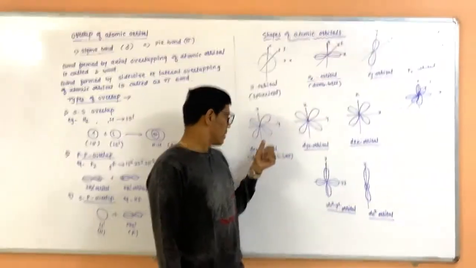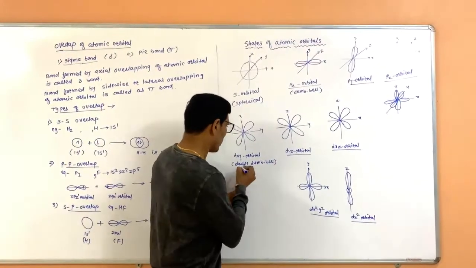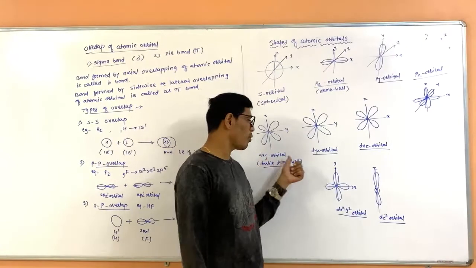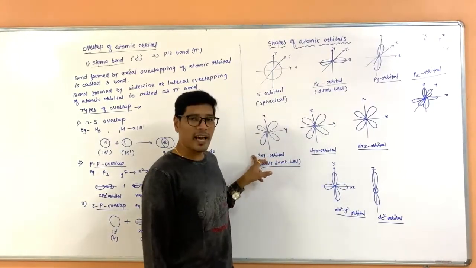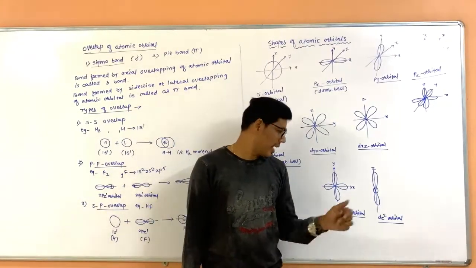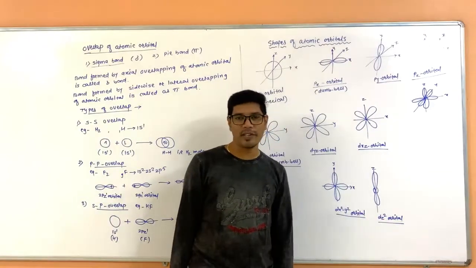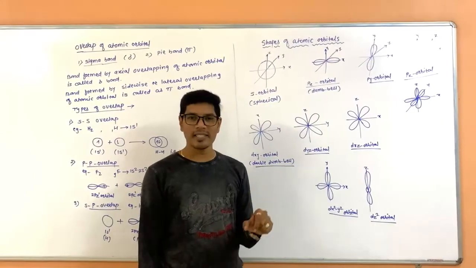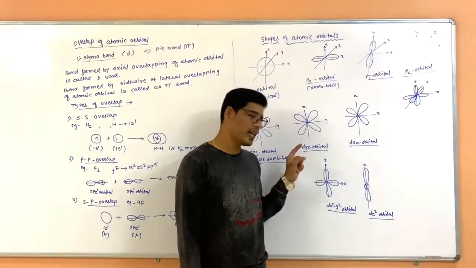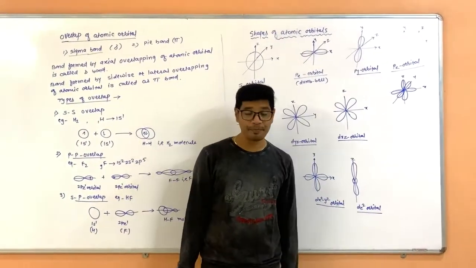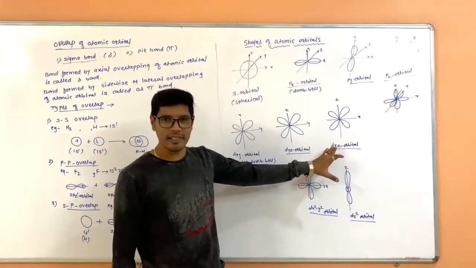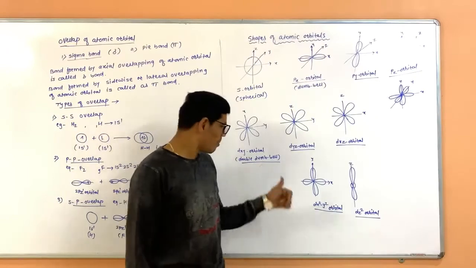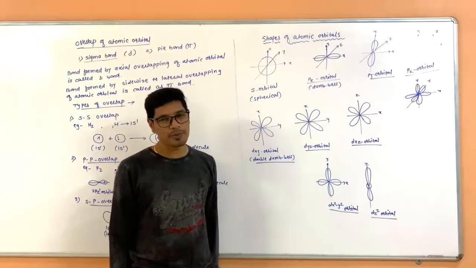The D orbital has a double dumbbell shape. Which one? Double dumbbell, and it consists of 5 orbitals: dxy, dyz, dxz, dx square minus y square, and dz square. Actually, they are divided into two sets. The first set is of 3, which includes dxy, dyz, and dxz. This is a separate set because their lobes are present in between the axes. The name indicates that their lobes are present between the axes.